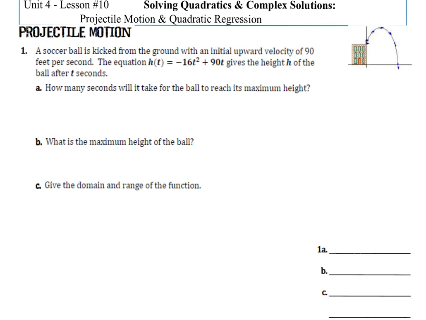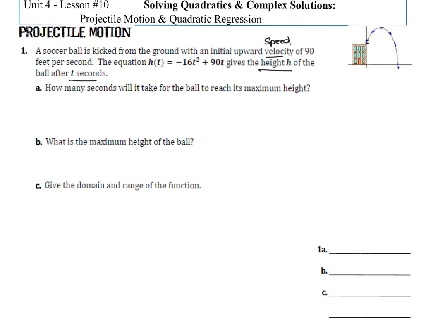And I know that they're kind of like word problems, but I hope you'll find it interesting too, because this, of anything we do in math, really does have a lot of real life applications. So on problem 1 here, it says a soccer ball is kicked from the ground with an initial upward velocity of 90 feet per second. The equation h of t equals negative 16t squared plus 90t gives the height h of the ball after t seconds. Okay, and the thing to remember here is velocity is the same thing as speed.